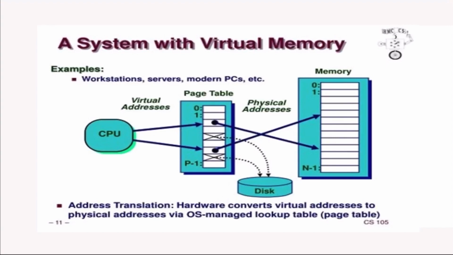If the page containing the referred memory location is already present in physical memory, the MMU translates the virtual address to the corresponding physical address and the memory access proceeds normally. However, if the page is not present in the physical memory, the operating system must fetch the required page from the disk into an available frame in RAM.